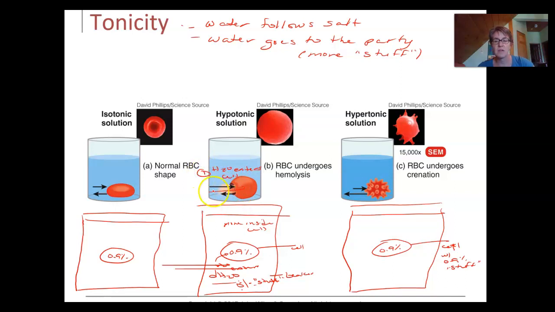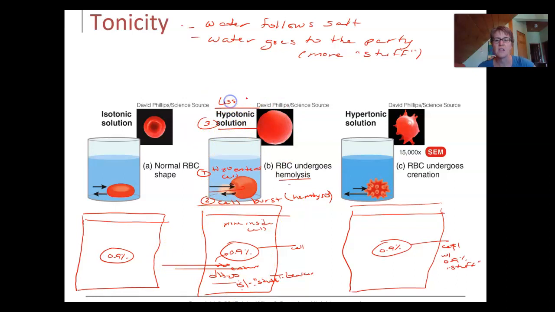So that's 1. What happens to the cell is 2. The cell bursts. And the fancy name for burst is hemolysis. Okay, that's that word there that I tried to write, and it's not very pretty. And because there is less stuff on the outside, it is a hypotonic solution. So deionized water is a hypotonic solution.